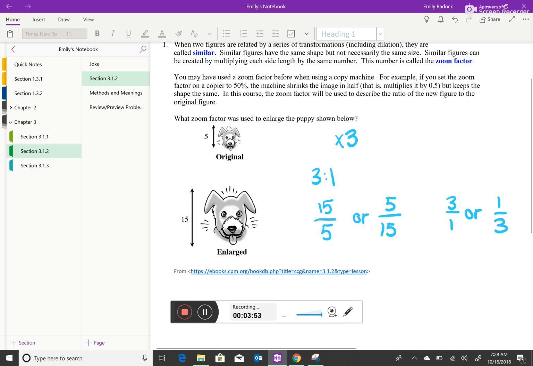Okay, so there's another way you guys can write it. Or we can say we are blowing it up 300%. So you are making it larger by 300%. So a couple different ways we can write it. So you don't just want to say multiply it by 3. That's not mathematically correct. You either want to have a ratio or a fraction, or a percent.